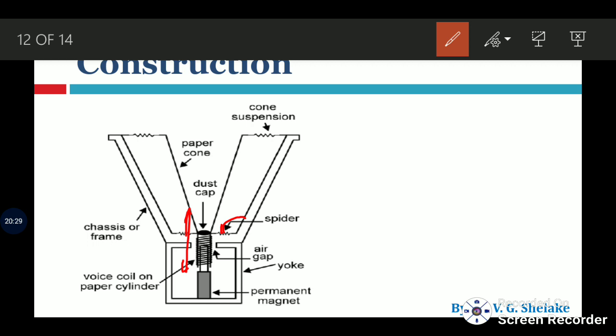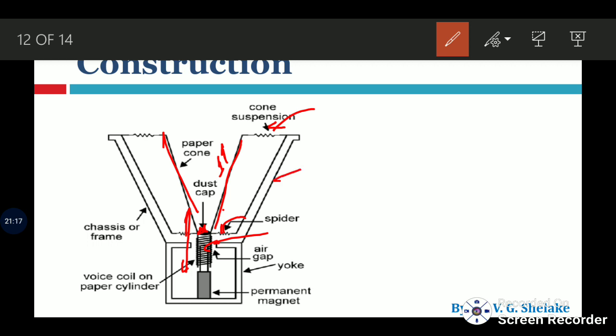It may happen that this part is open and will be choked up with dust particles, so it is covered with the dust cap. And this will be the paper cone. This is your paper cone, which is also attached to the coil, and this also vibrates according to the vibration in the coil. When this coil vibrates, this paper cone also vibrates, and the air particles near it also start vibrating, and it will produce the sound signal. This paper cone is also provided with a suspension, which lets the paper cone move freely with the movement of this coil.